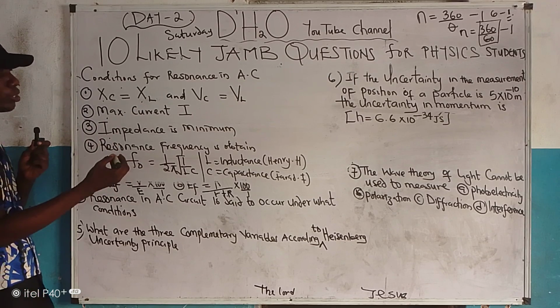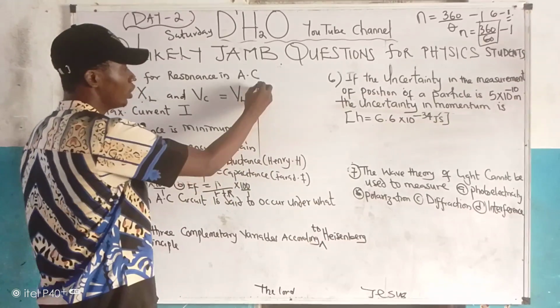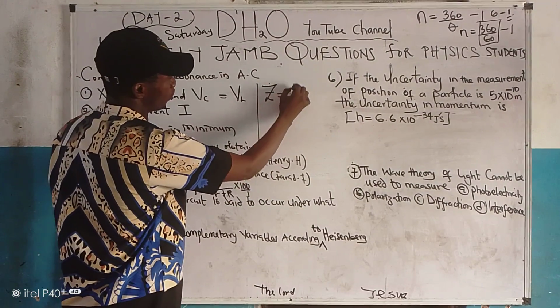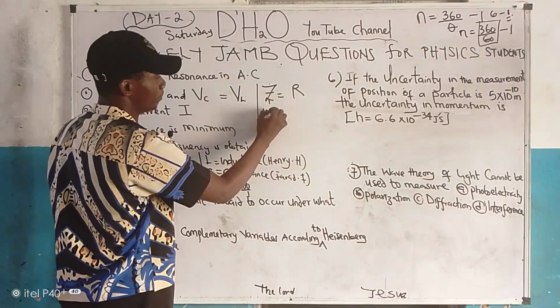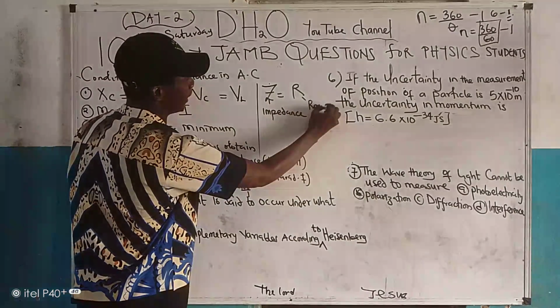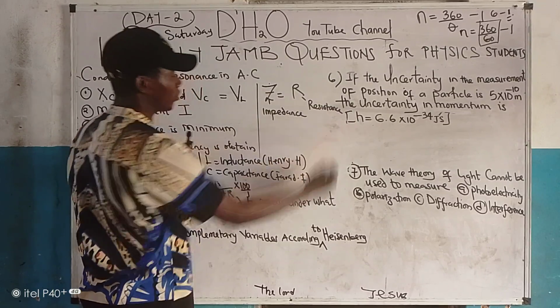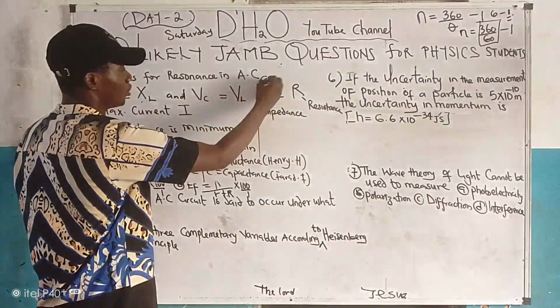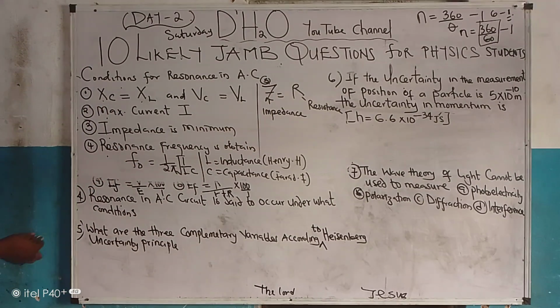Other minor conditions could be that your impedance is equal to your resistance. Take note of that. Impedance is equal to resistance. That should be condition number 5. Let's quickly rush this question.